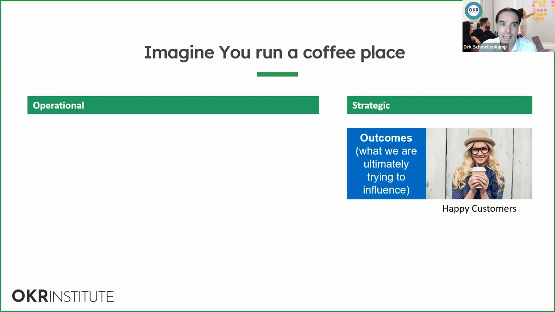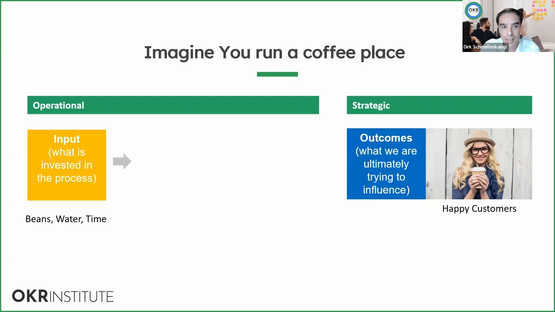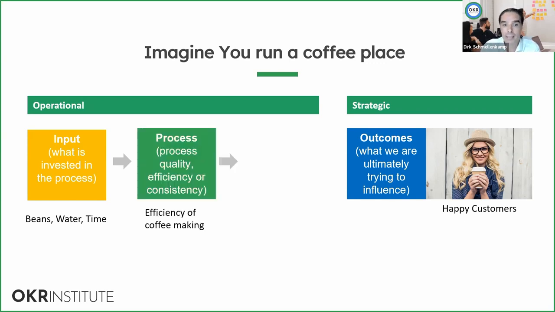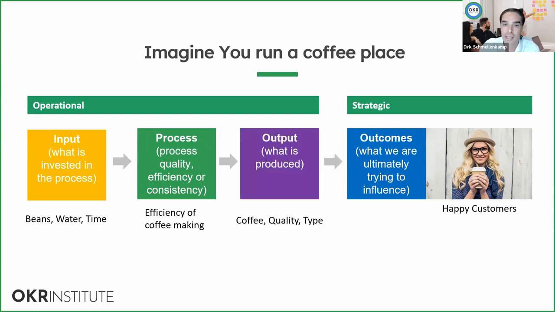And so let's use the operational process where you can then draft your OKRs, your key results, especially for each of these processes or inputs or outputs. So first of all, you have your input. You have your coffee beans, you have your water, the time you spend. Then you have your processes, so the efficiency, how you make the coffee, the quality process. And then the output, the coffee itself, what kind of coffee, cappuccino, coffee with different flavors you are producing.